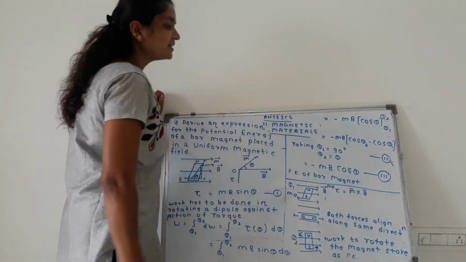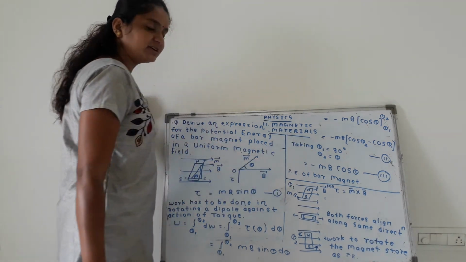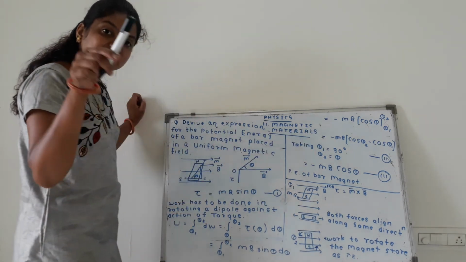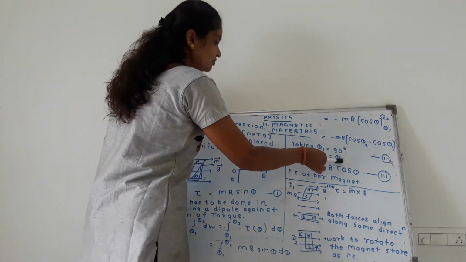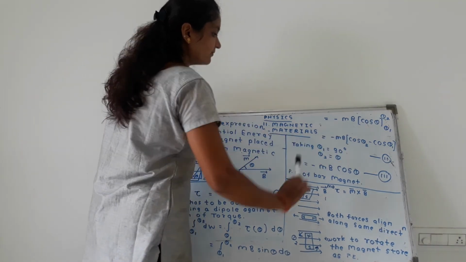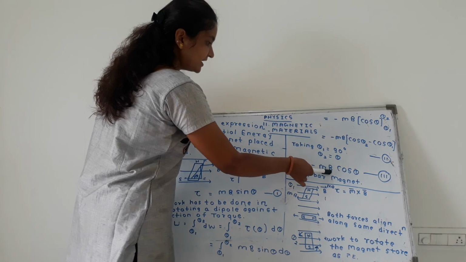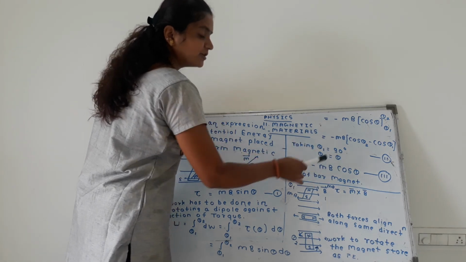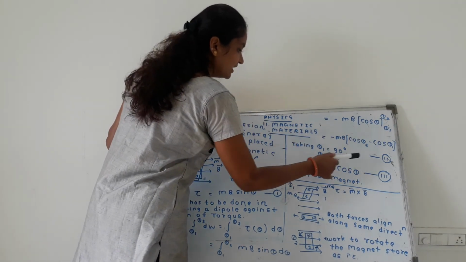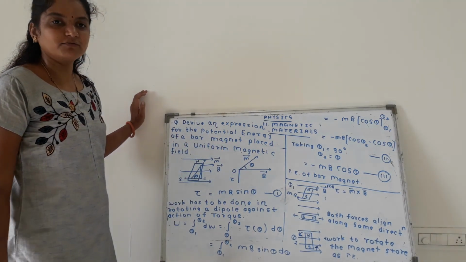If we take the condition that theta 1 is 90 degrees and theta 2 is theta, it means the bar magnet is initially at 90 degrees and after rotation goes to theta. Putting this value in terms of cos theta 2 and cos theta 1, we get minus M B. We know the value of cos 90 is 0, so the only remaining value is minus M B cos theta. Hence this is the potential energy of the bar magnet.